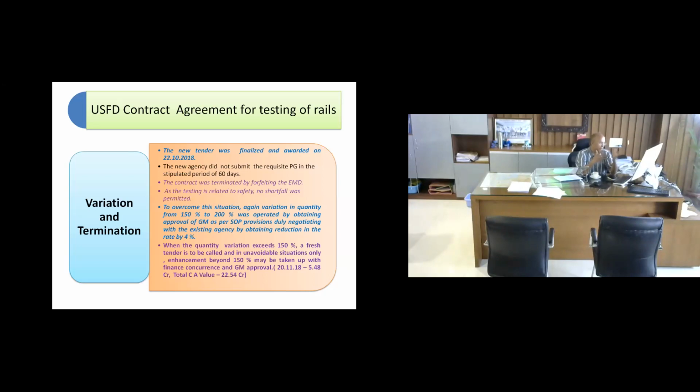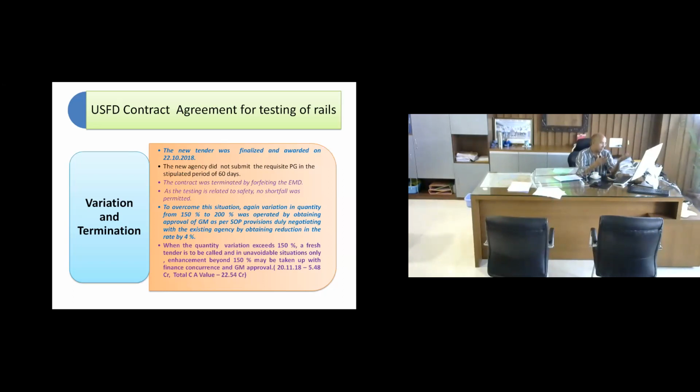What I did in that case, since this was happening, was go to my general manager and tell him, sir, this is the situation. Most likely I will have to come and request you for variation beyond 150%. I don't have any option because I have finalized the tender and the guy is not responding. And we have to continue with rail testing.